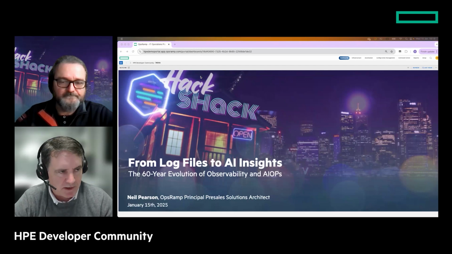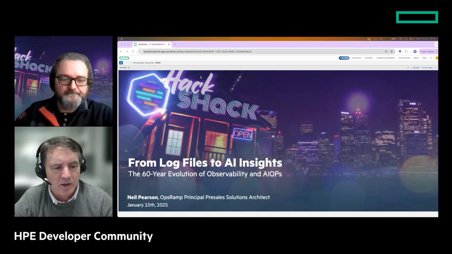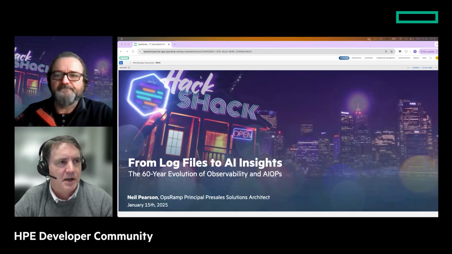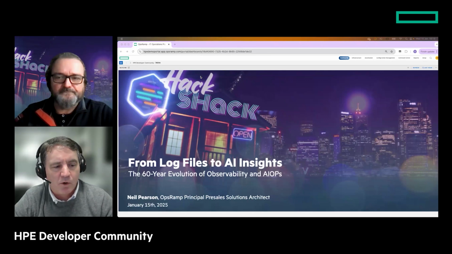I'll explain where we are today with observability AIOps, but how did we get to where we are today? What have been all the innovations and the developments over the years? So I've done some research into this. So I'll go back to the 1960s all the way to the present day, give you a glimpse of what we think the future holds.